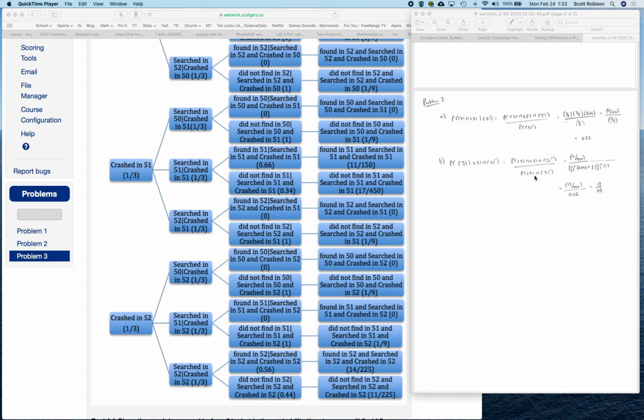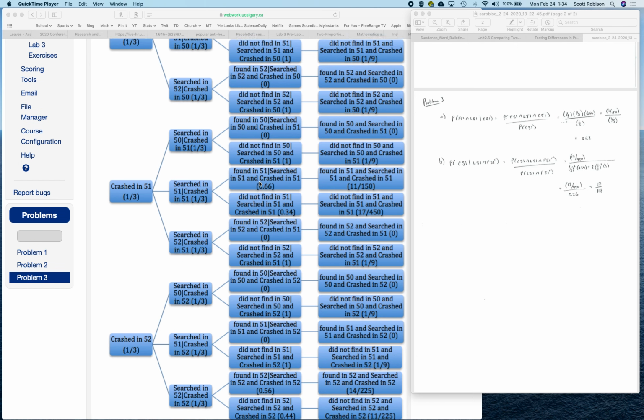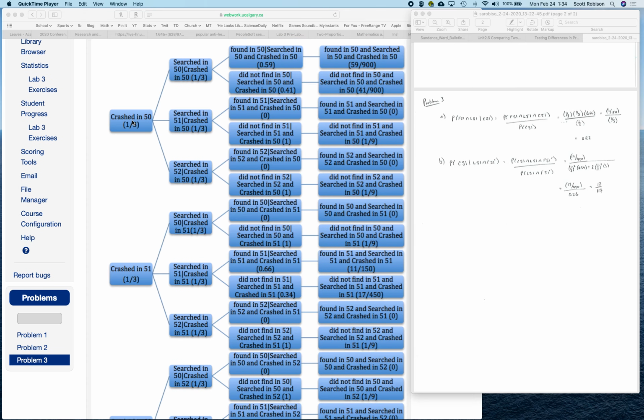The denominator is a little bit tricky. Here, just looked in 51 and did not find. There are actually three ways this happens. One is that it crashed in 51 and I looked in 51 and I did not find it. That is 1/3 times 1/3 times 0.34, that's 1/3 squared times 0.34. There are also two other ways. It may be it crashed in 50 and I looked in 51 and I did not find it.